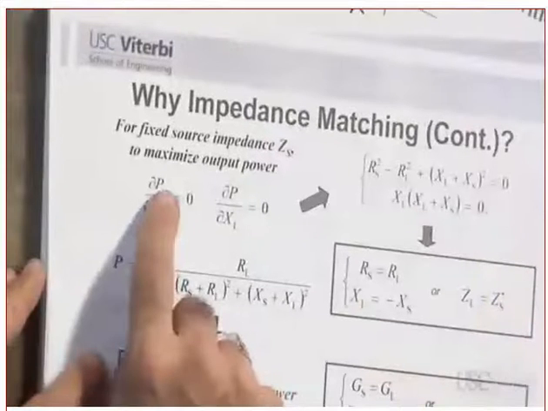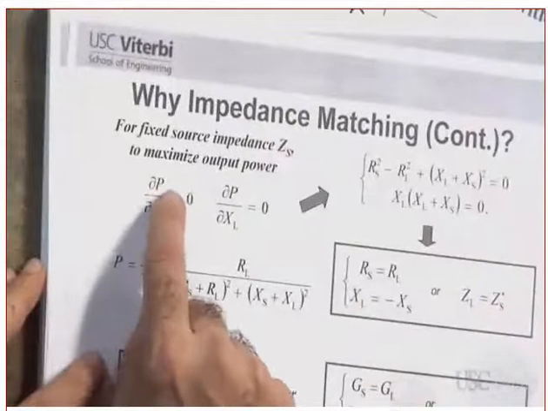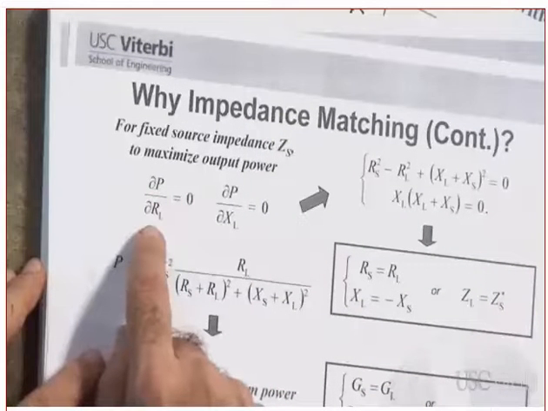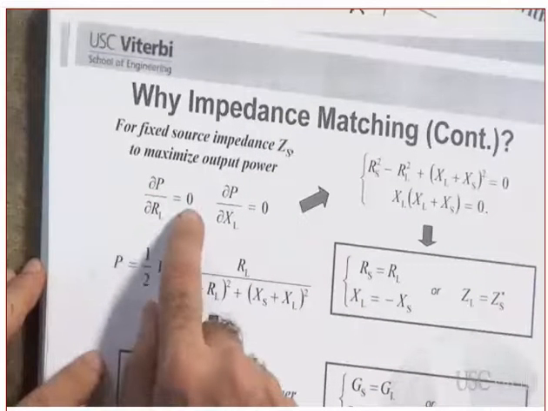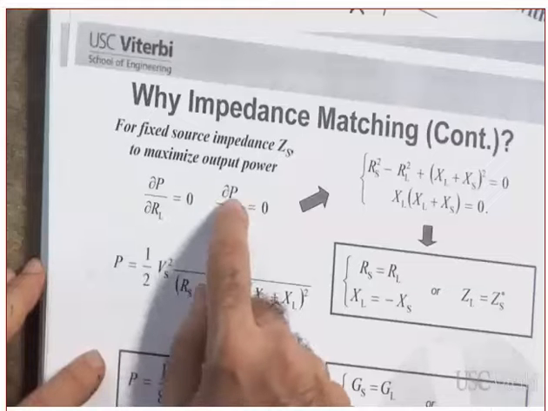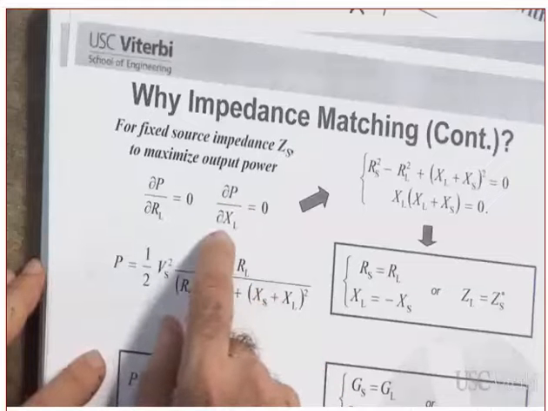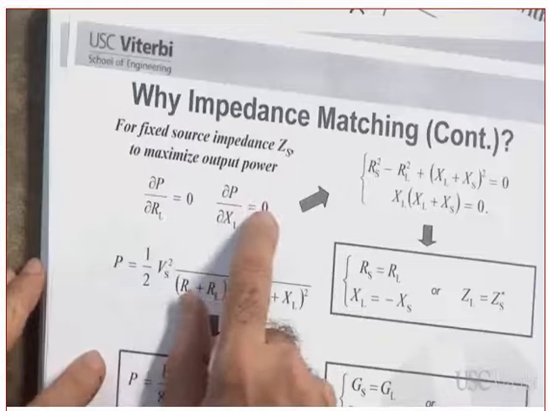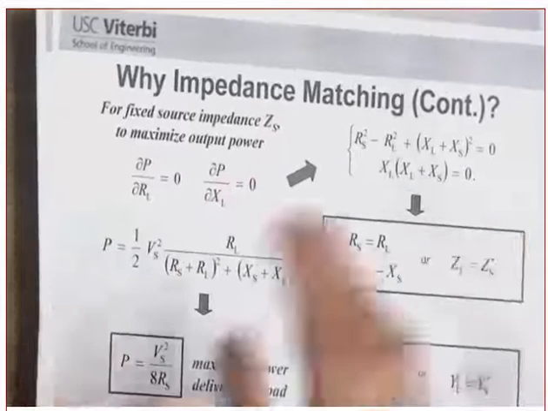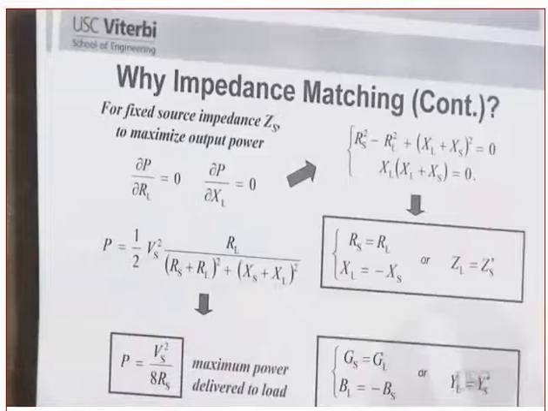You need to take the partial derivative of P with respect to RL, and you equate it to 0, and you need to take the partial derivative of P with respect to XL, and you equate it to 0. Why are you doing this? We want to get the value of RL and XL that results in maximum power transfer. Did you get this or not?